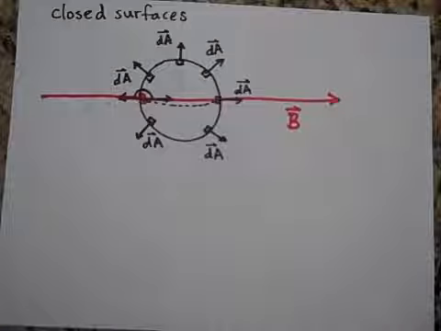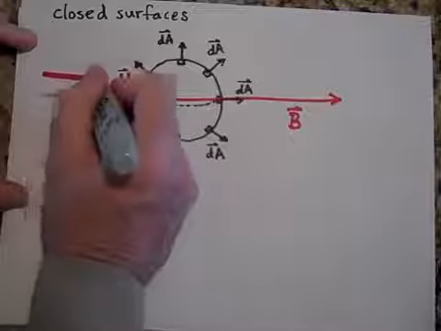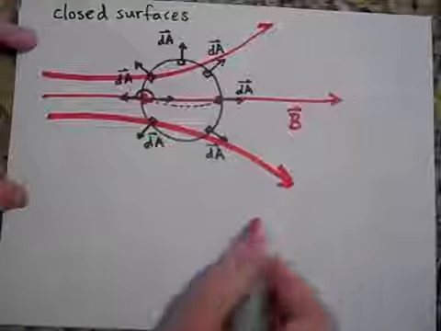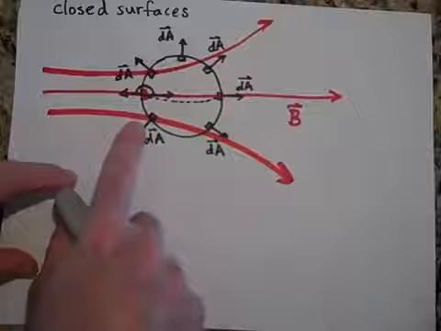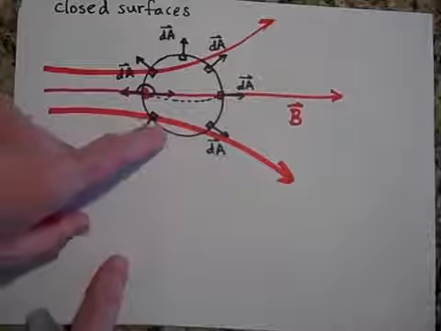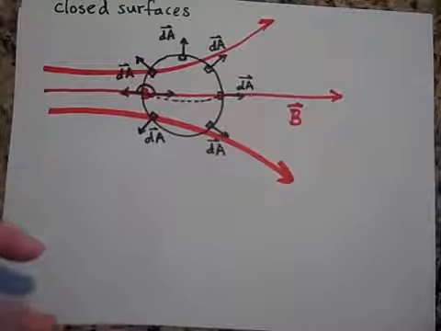Okay, but what if this is kind of radiating this way? What if it's going like this? When the field's going like that? Well, it turns out that for every arrow that goes in, there'll be an arrow that comes out. And so the total flux through here is still 0.